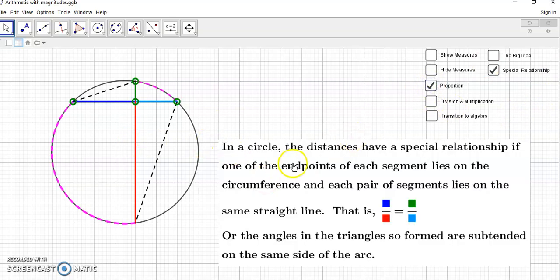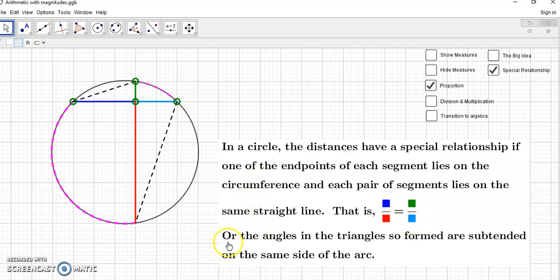Why? Because in a circle, all these distances have a special relationship. And that relationship is summarized by what you see here. The dark blue magnitude as a quotient with the red magnitude is the same as the quotient of the green magnitude with the light blue magnitude.